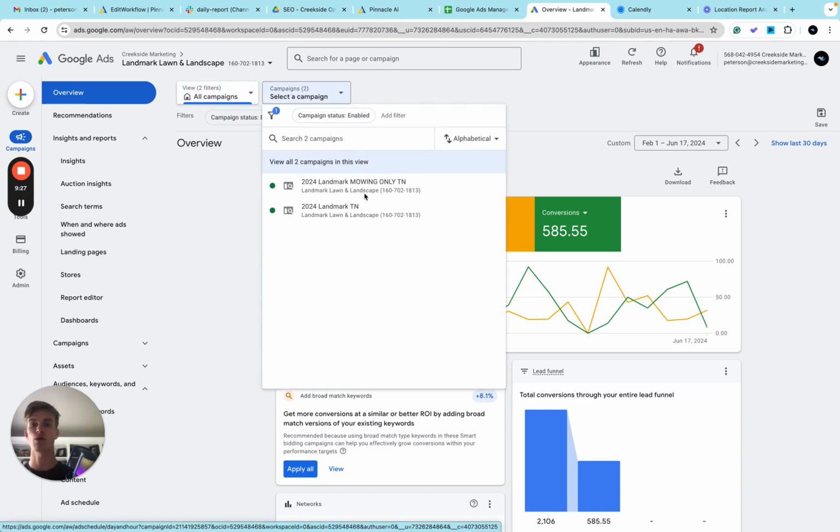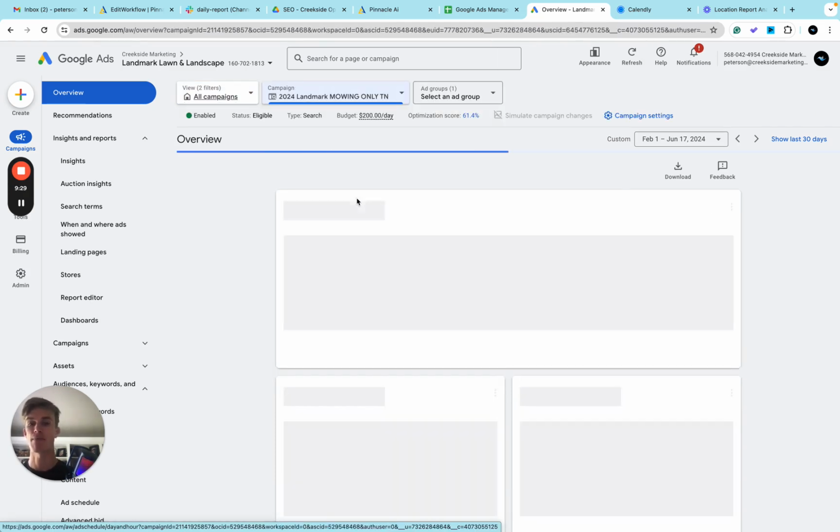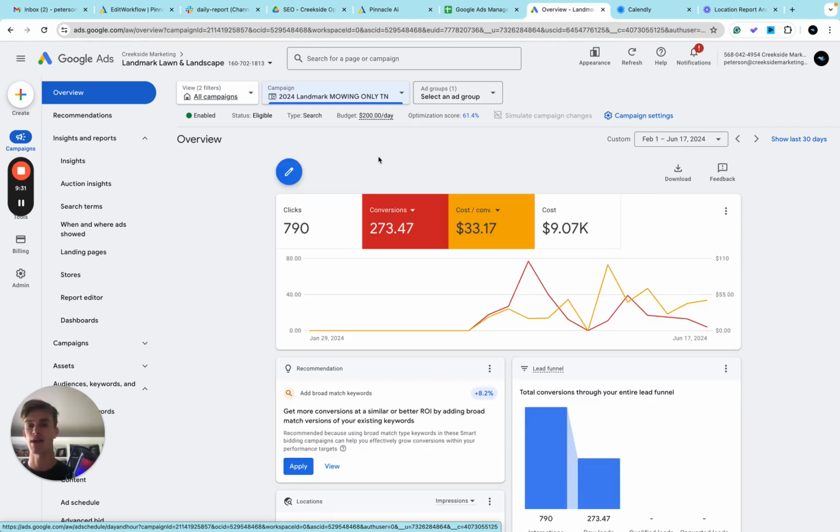So what we've been looking at is just the total account for a lot of these businesses, but what we're going to do for this one is actually look at by campaign. So if you have more than one campaign, this is how you want to do it. You don't want to look at it by the entire account because different campaigns are going to have different performance drops and issues.